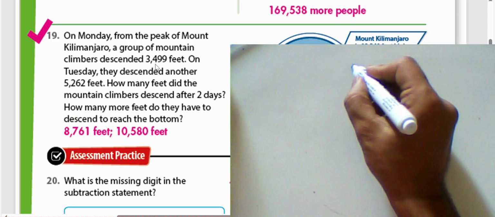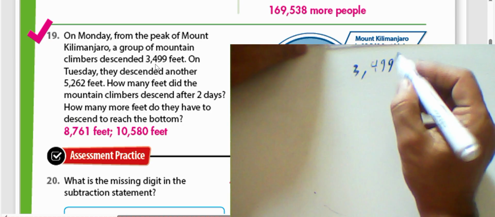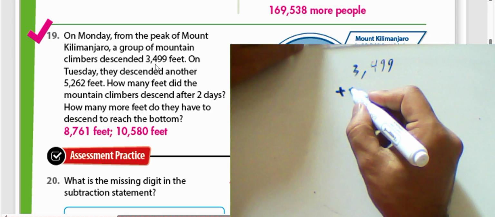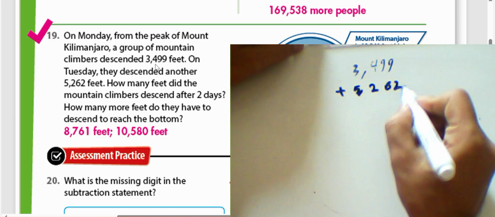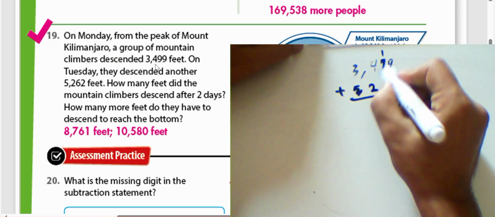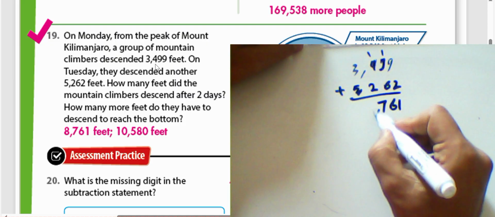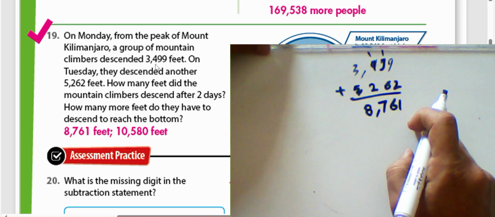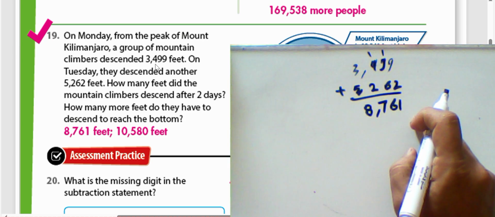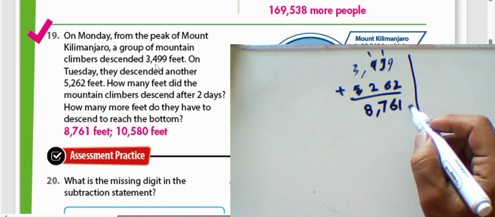Okay, 3,499 to 5,262. 2 plus 9 is 11, 1 and carry up 1, 1 plus 9 is 10 plus 6 is 16, 6 and carry up 1, 5 plus 2 is 7, and 3 plus 5 equals 8. The result will be 8,761. Okay, understood. And then we can find the difference.